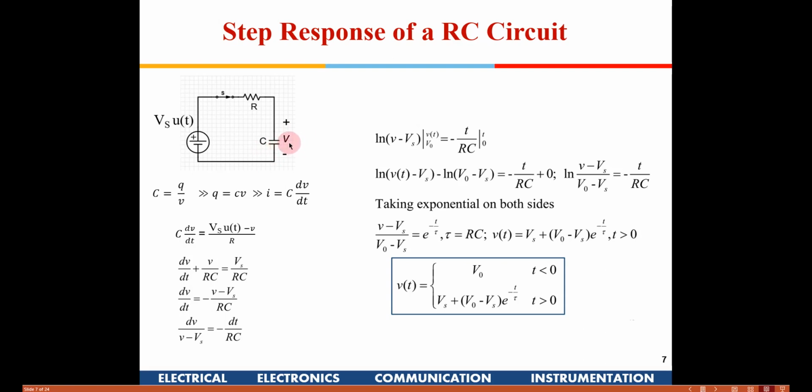There could be some voltage initially in the capacitor, so there is some initial voltage on the capacitor, which we call V0. That is the initial value of the capacitor voltage. Now the capacitance is given by C = Q/V, or you can write Q = CV, or I = dQ/dt, so I can write C dv/dt. Now C dv/dt is the voltage source minus the drop across the resistance, so minus v, divided by R. Sorry, this is the current going into the capacitor.